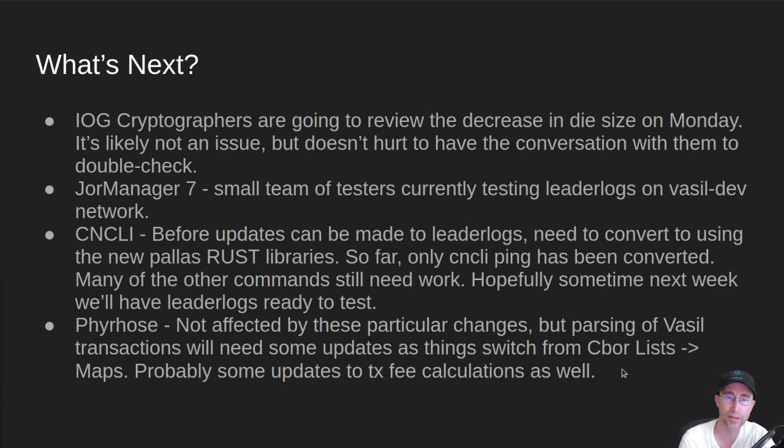transaction outputs switch over from using CBOR lists to CBOR maps, likely due to some of the inline datums and other changes that are now allowed for Vasil transactions. So I have to update Firehose to make sure it can handle both lists and maps, because when we get these new Vasil blocks, sometimes they have Vasil transactions, sometimes they have Alonzo transactions, sometimes they have Mary transactions, and you've got to be able to parse all of those and make sense of it in Firehose.